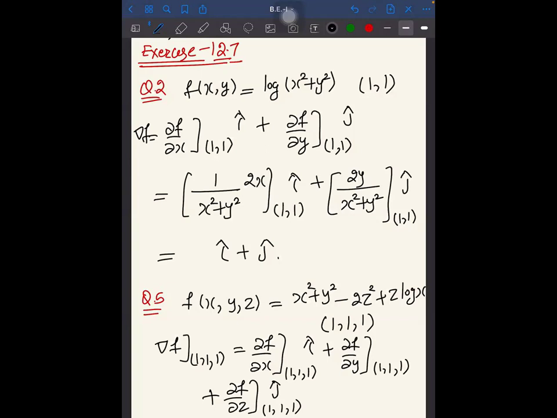So i, j and k. The j and k components. It has to be the z component over here and it has to be k over here. Okay. True?